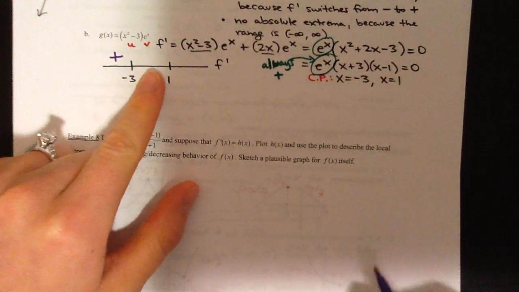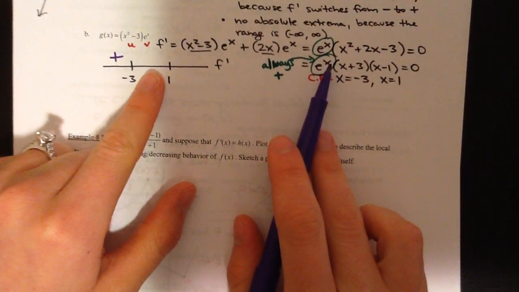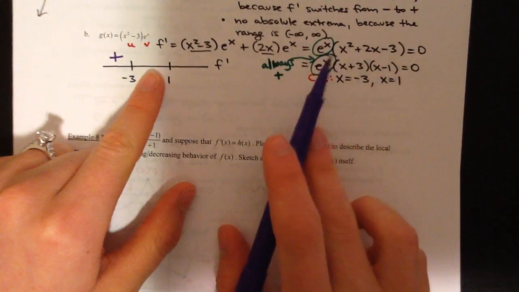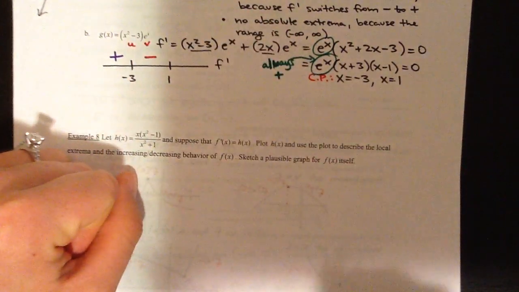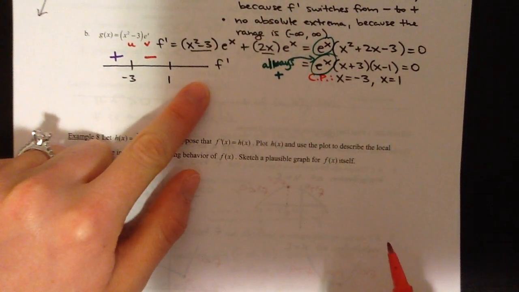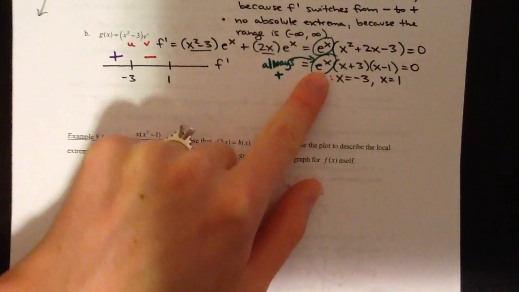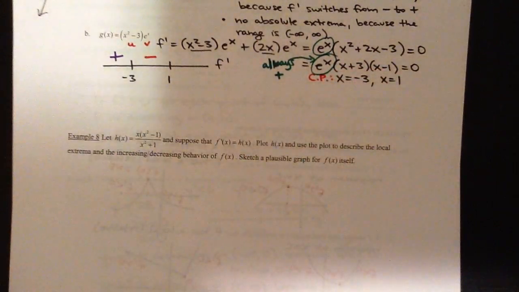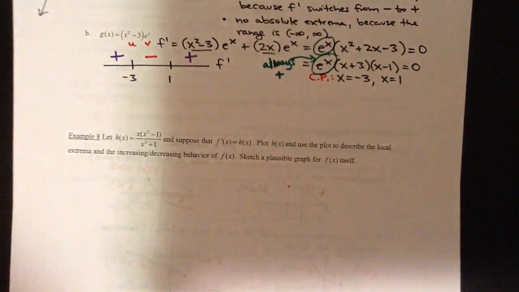Okay, then plug in something in here. Plug in 0, super easy. E to the 0, again, positive, because this is always positive. 0 plus 3 is positive. 0 minus 1 is negative. So positive, positive, negative. That gives me a negative for my middle section here. And then something bigger than 1. I could use 2, I could use 1,000, I can use whatever I want. This term right here is always positive. X plus 3 would be positive, and x minus 1 would be positive. And so this last one ends up being positive.